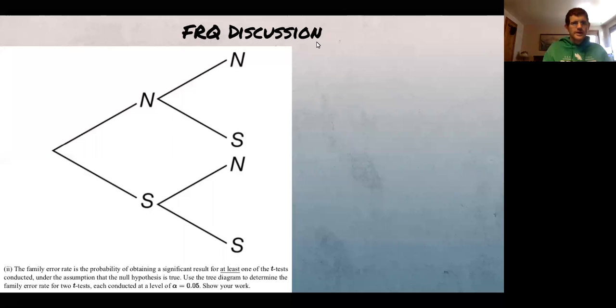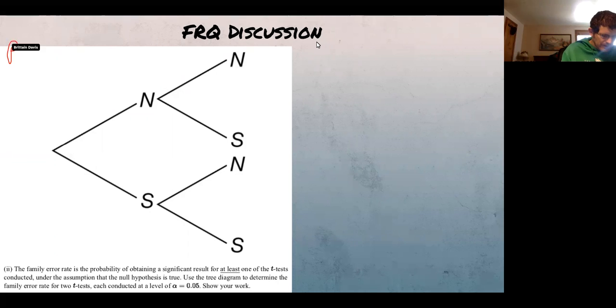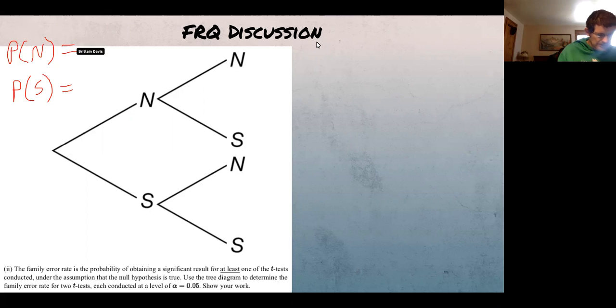All right, so this is what I asked you guys to discuss in your group, and I'm just going to put this up here real quick. So I'm going to assume someone out there can answer this. What is the probability of N, and what is the probability of S? You can just write those in on the screen. All right, there we go. We got that one. What is the probability of N?